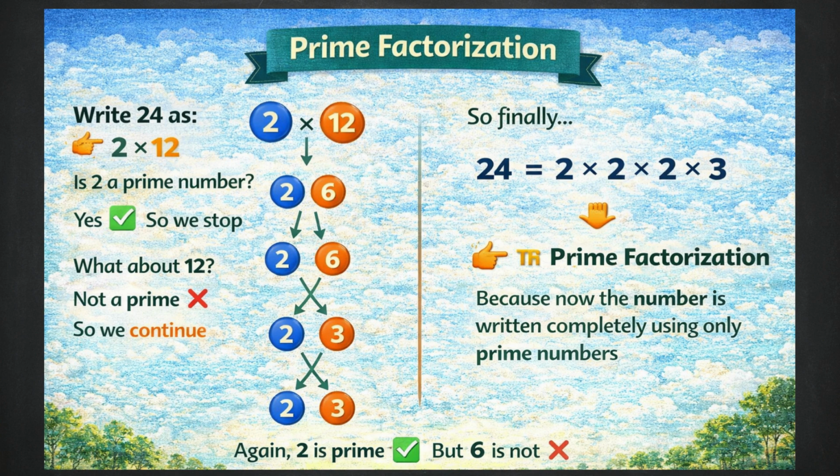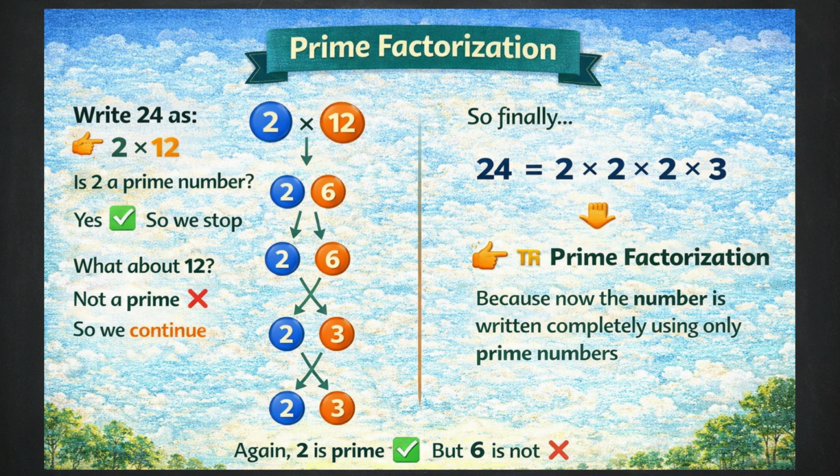This is called prime factorization because now the number is written completely using only prime numbers. No matter what number you take, you can always break it down into prime numbers. These primes are like the DNA of the numbers.